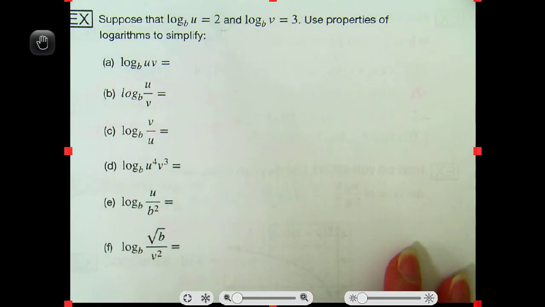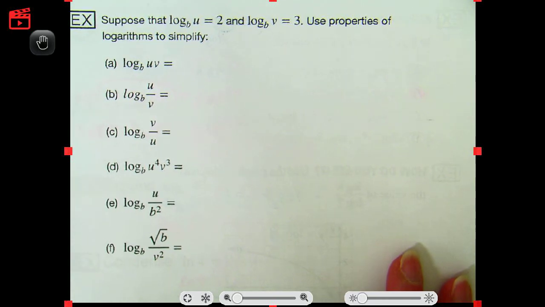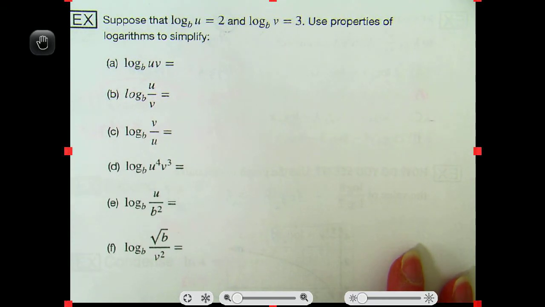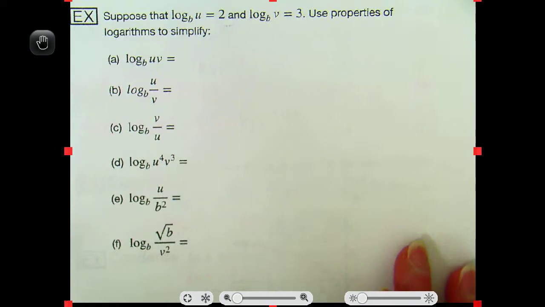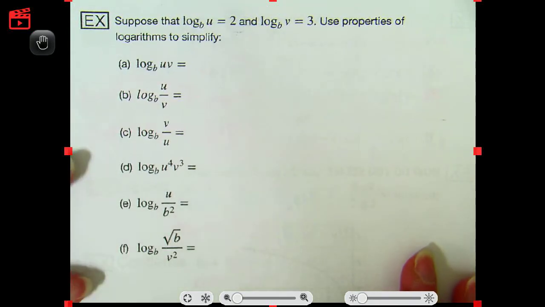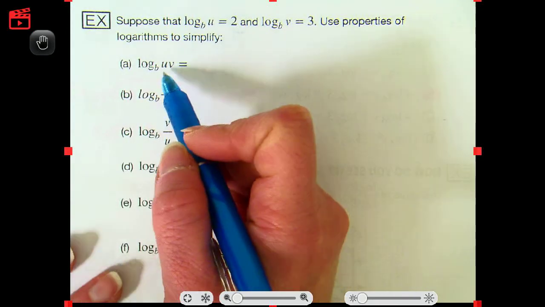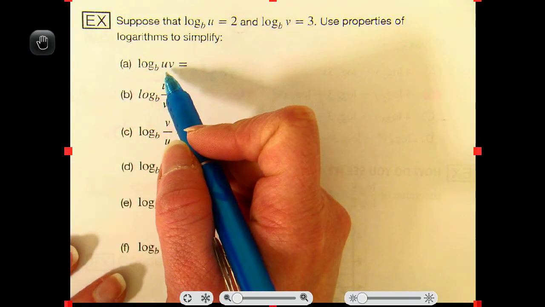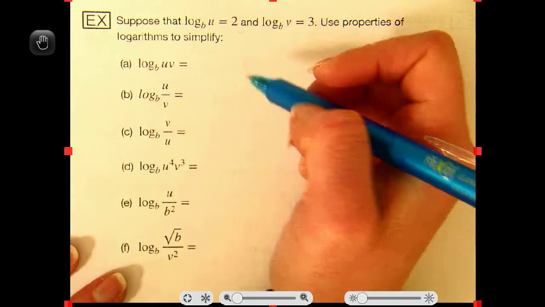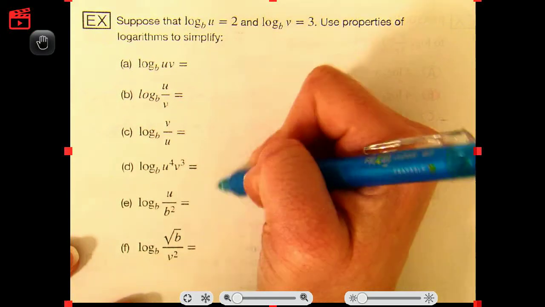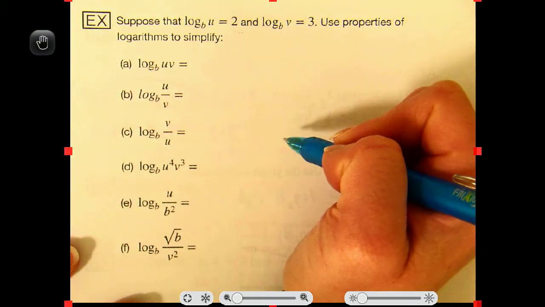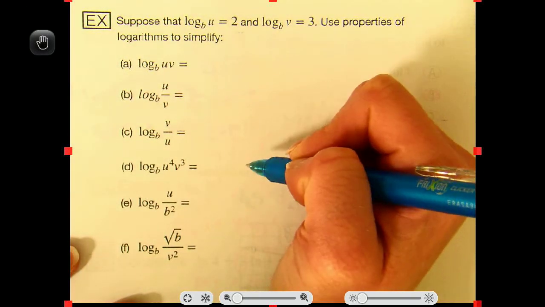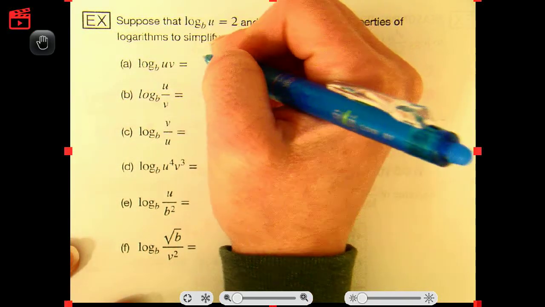So suppose that log base b of u equals 2, log base b of v equals 3. Use properties of logarithms to simplify. Okay, so here we have one where we're multiplying, so we can change multiplication to addition. Again, this is one where I'd probably pause it, try them all yourselves, and then unpause it, see if you get them right, and if not, then watch only the ones you miss. But that's your call, what you want to do.